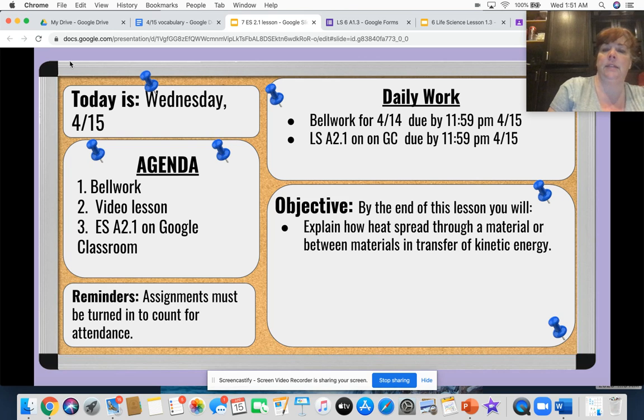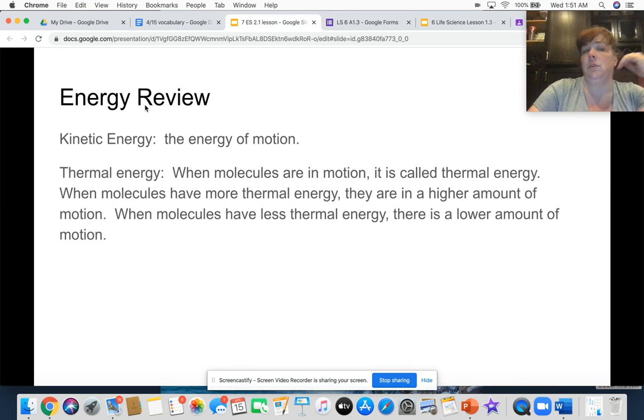And by the end of this lesson, you'll be able to explain how heat spreads through a material or between materials in the transfer of kinetic energy. So, quick review. Kinetic energy is the energy of motion. And thermal energy, or heat energy, is definitely a kinetic energy because it's dealing with the molecular motion of the molecules in a substance. So, it's not just about how hot something is, but how fast the molecules are moving.